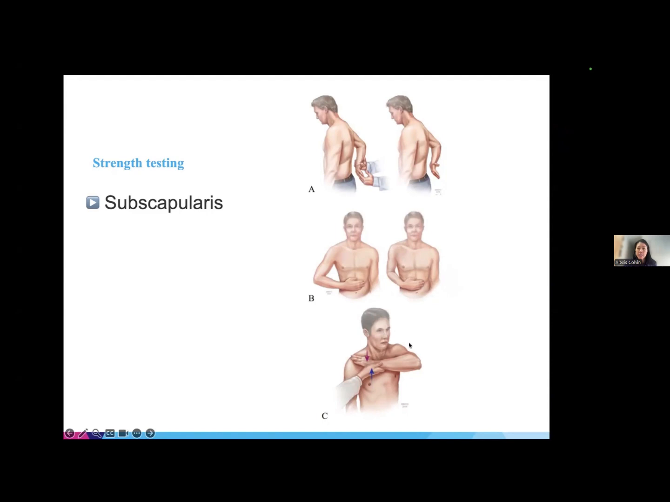And then in C, it's something called the bear hug test. What they're doing is you ask them to grab their contralateral shoulder and hold on to it, and then you try to take the hand off. So in each of these, you're testing internal rotation.